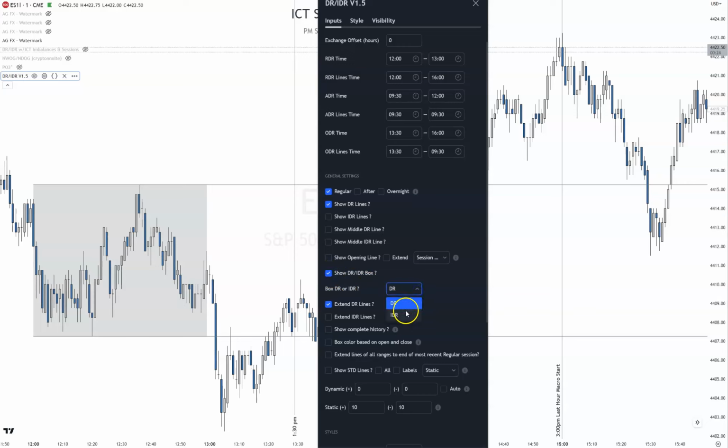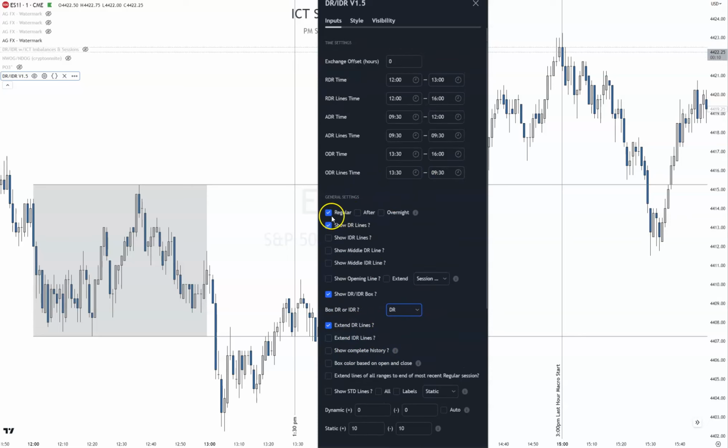You're going to want to change this to DR because otherwise it would use the interior lines. We want to use the outside lines. And then extend DR lines. Everything else should be unchecked, okay? Now I'm just showing the regular DR session, so I'm using it for a different purpose. So this is the RDR time is what we're talking about, okay?